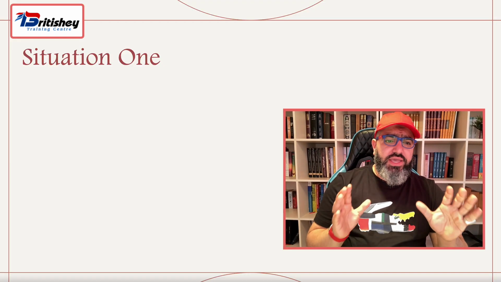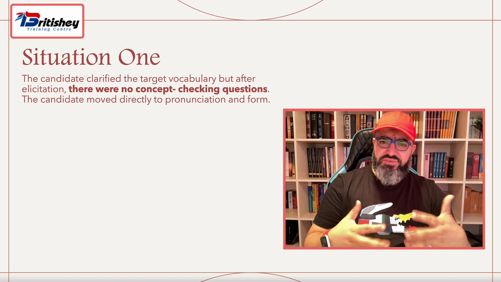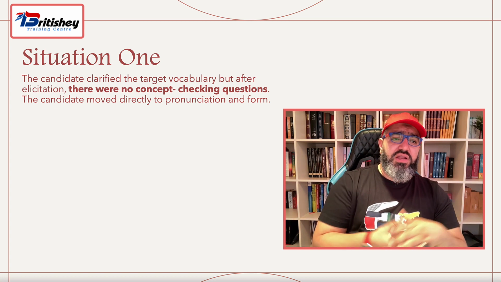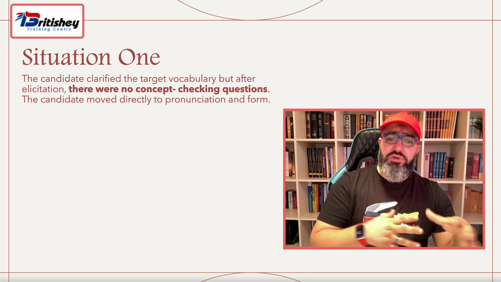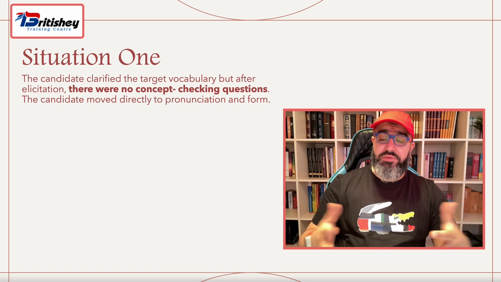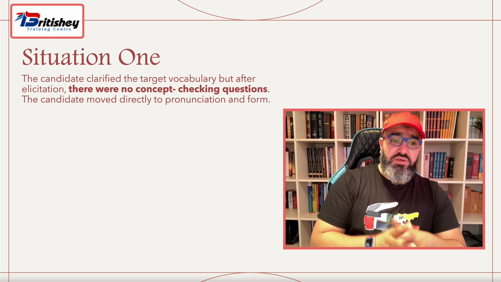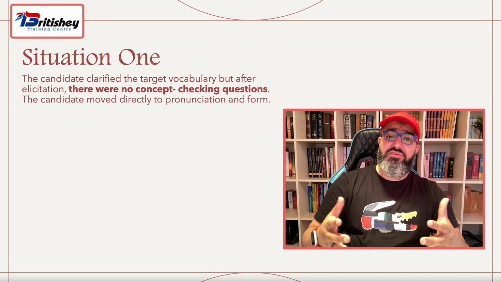Look at situation 1. We have here, the candidate clarified the target vocabulary, which means that it's a vocabulary lesson. But after elicitation, there were no concept checking questions, which means that the candidate didn't teach meaning. He jumped from elicitation to pronunciation. The candidate moved directly to pronunciation and form.